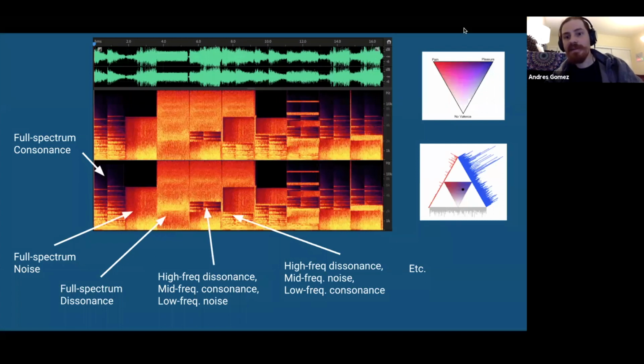And here, I just want to illustrate that valence can happen across the spectrum. So I also have this file, and you're welcome to listen to it after the presentation, where you can have consonance anywhere in the spectrum mixed in with dissonance anywhere in the spectrum, mixed in with noise anywhere in the spectrum.